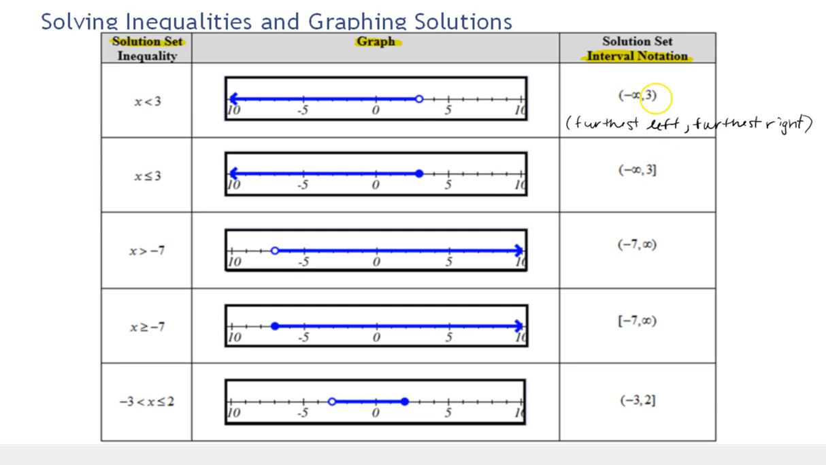If you cannot include a specific value, it's an open circle, so you draw a circle, but you don't fill it in, and you use a parenthesis. Okay. Let's look at these two.